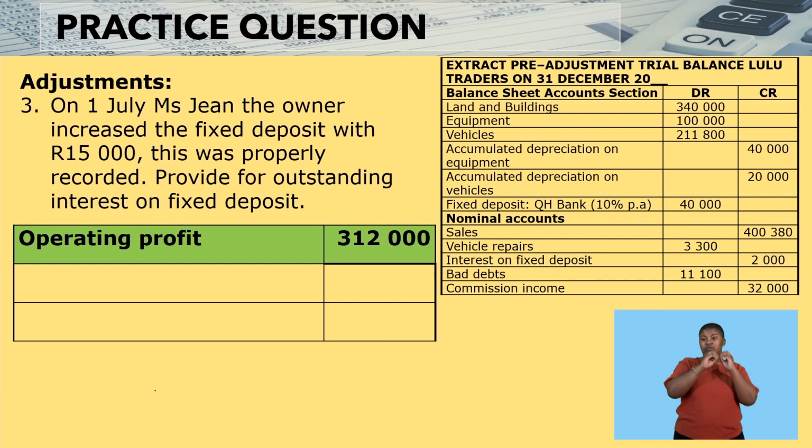Adjustment number 3 reads, on 1 July, Ms. Jean, the owner, increased the fixed deposit with 15,000. This was properly recorded. Provide for outstanding interest on fixed deposit. We understand that interest on fixed deposit does not go under other operating income, but towards the end of the statement of comprehensive income. We should have prepared note number 1 for it, but what I want to show you is this calculation. Just below my operating profit, I bring my interest income.